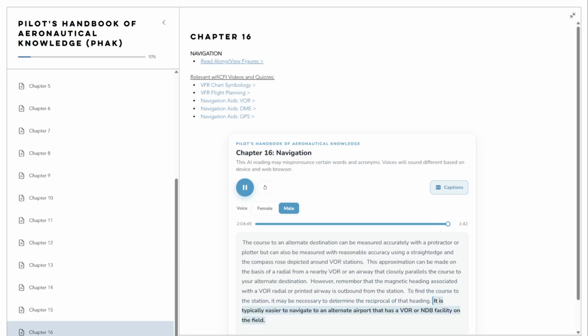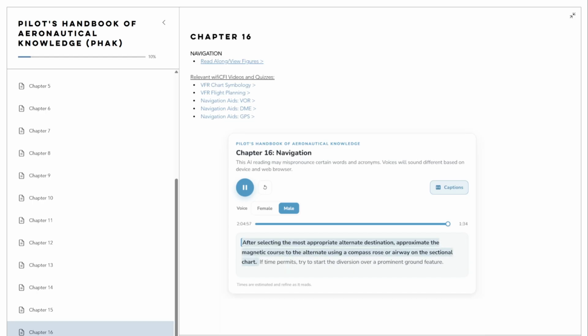It is typically easier to navigate to an alternate airport that has a VOR or NDB facility on the field. After selecting the most appropriate alternate destination, approximate the magnetic course to the alternate using a compass rose or airway on the sectional chart. If time permits, try to start the diversion over a prominent ground feature. However, in an emergency, divert promptly toward your alternate destination.